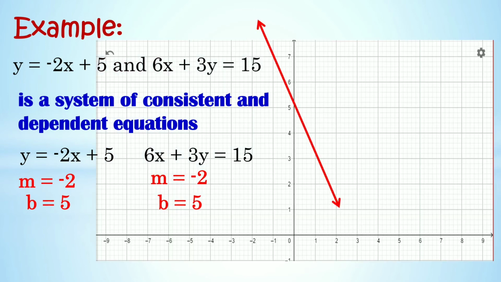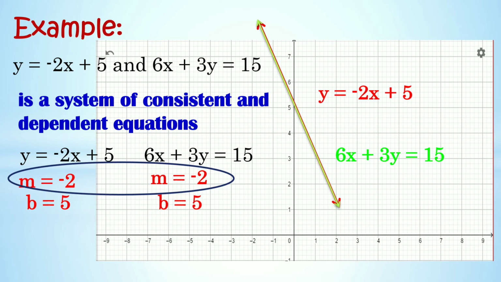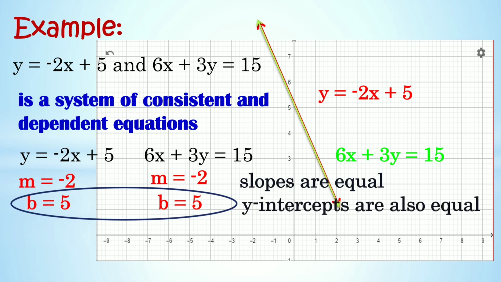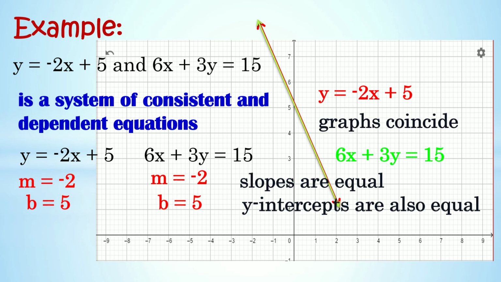So, sa graph niya, ito yung itsura niya. 'Di ba? Yun yung kanina. So, kung napapansin nyo, ang kanilang slopes ay equal. At ang kanilang y-intercept ay equal din. At ang graph nila ay coincides. So, yan yung dahilan kung bakit yung ating unang pair ng ating linear equations ay system of consistent and dependent equations. So, nakuha? Okay po.